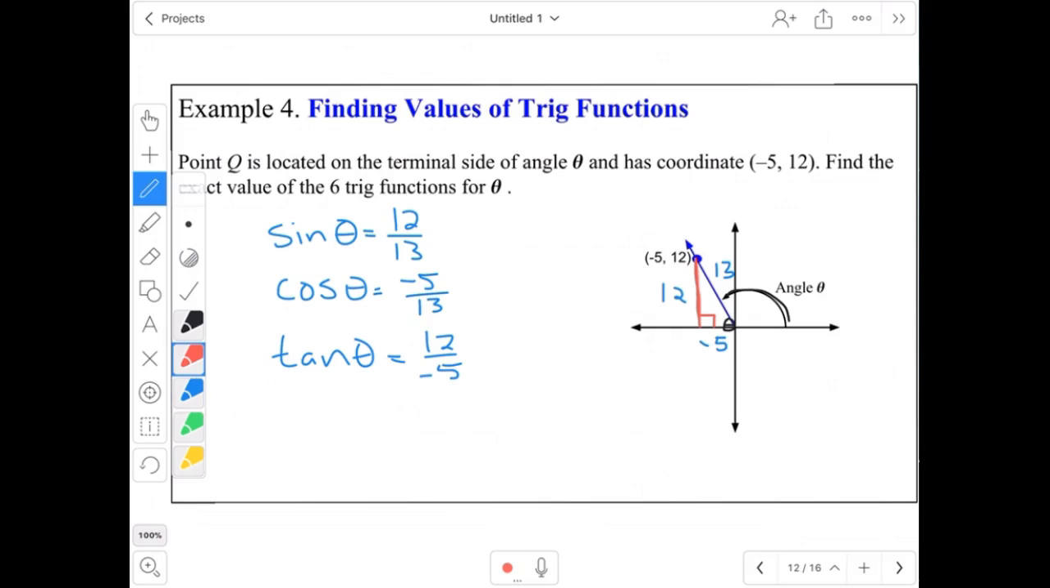Now let's throw in our other 3 trig functions, cosecant, secant, and cotangent. So remember, those are just reciprocals of the 3 that we already have. So cosecant goes with sine, so that would just be 13 over 12. Cosine and secant are reciprocals of one another, so that would be 13 over negative 5. And then cotangent and tangent are reciprocals, so we'd have negative 5 over 12.